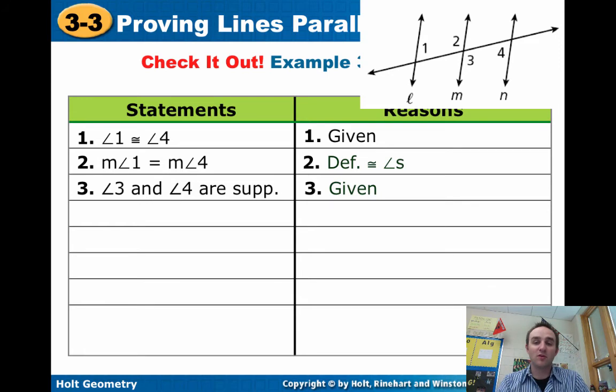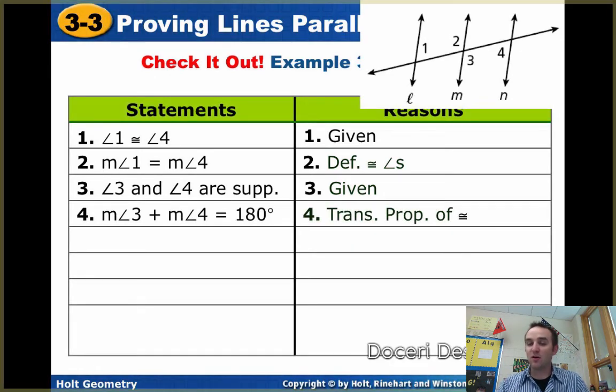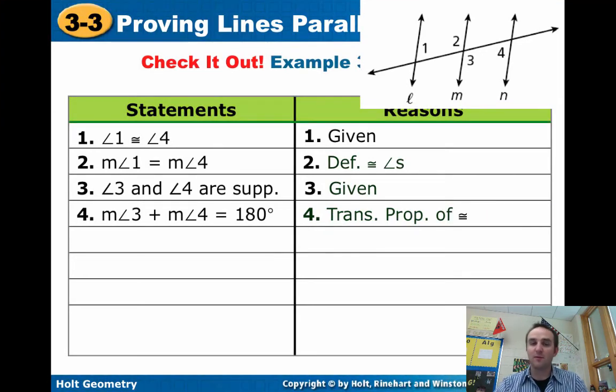Well, we also know that 3 and 4 are supplementary. That was our other given. So since 3 and 4 are supplementary, now what can we do from there? We can say that 3 plus 4 is equal to 180. Now they have the wrong thing down here. They have transitive property of equality, but we know that this should be definition of supplementary. Okay, so that should be there. It's going to erase when I click the button, but you know that that one should be definition of supplementary.